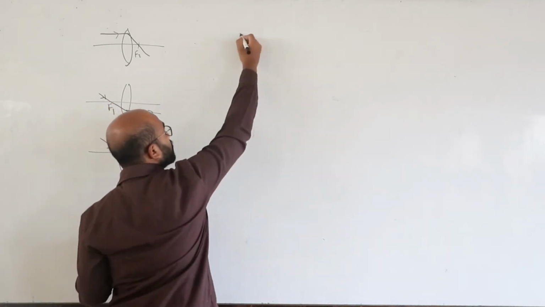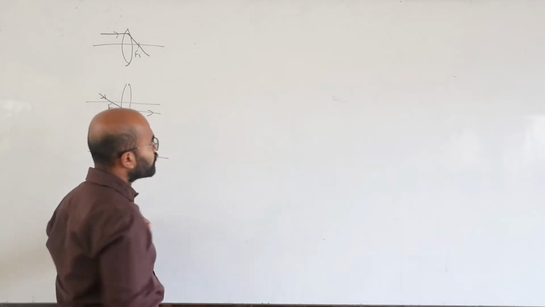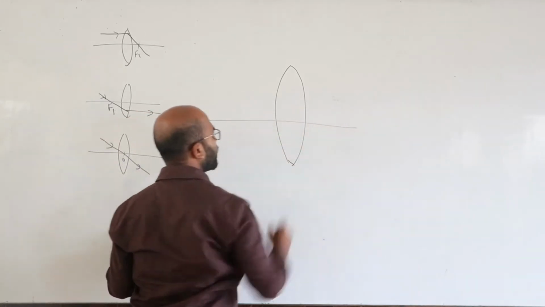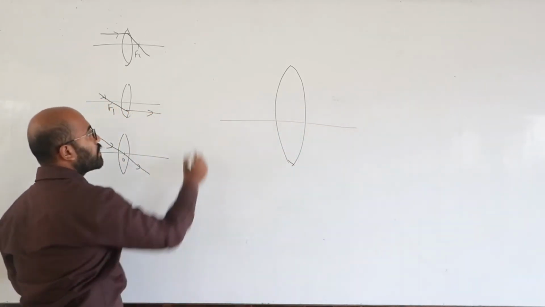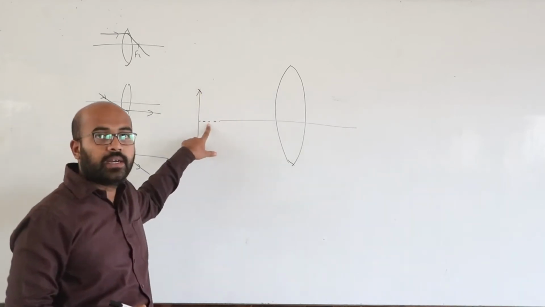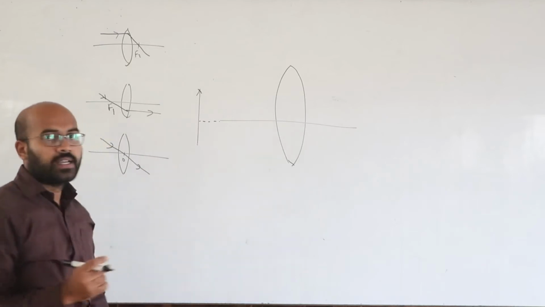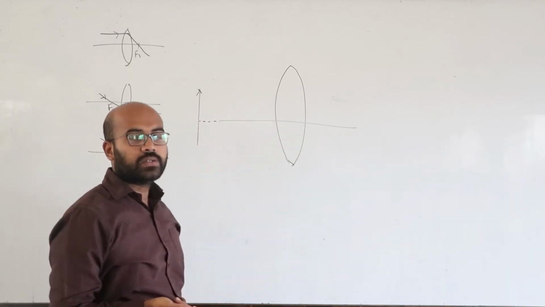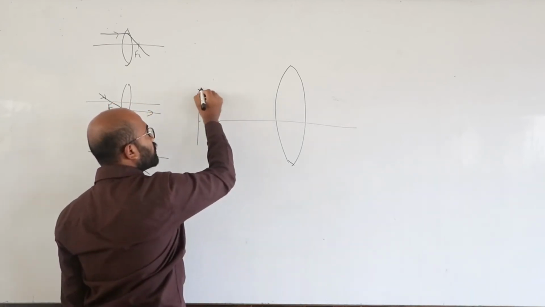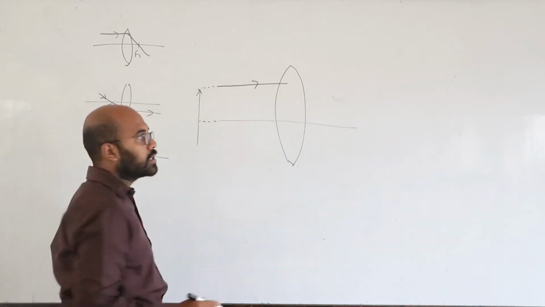So the first, when the object is at infinity. So this is the object. When the object is at infinity, I need to take the dotted line because this represents infinity. So let's take the parallel rays. As we took in the mirror, in the lens also, we need to take the parallel rays when the object is at infinity. From the head, there is one light ray that is coming. This is parallel to principal axis. So what happens?